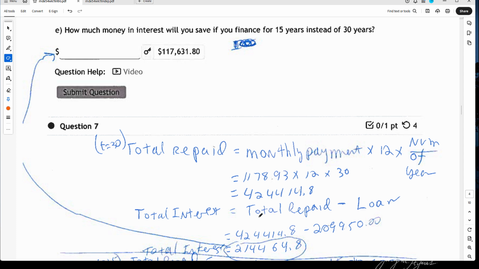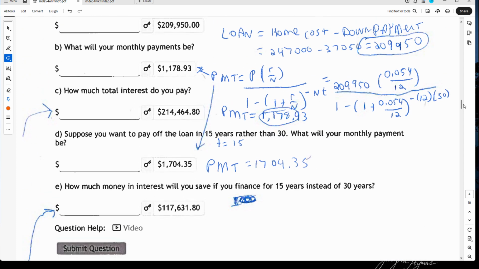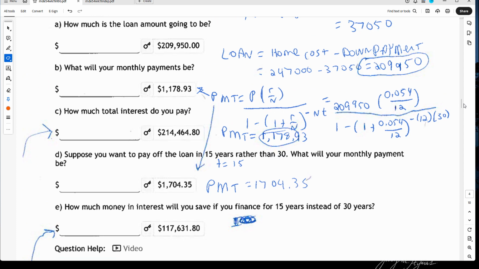All right. And then how much is interest? So you have the total repaid minus the amount of the loan. So the total repaid minus the amount of the loan, the total interest, is $214,464.80. So that goes there.